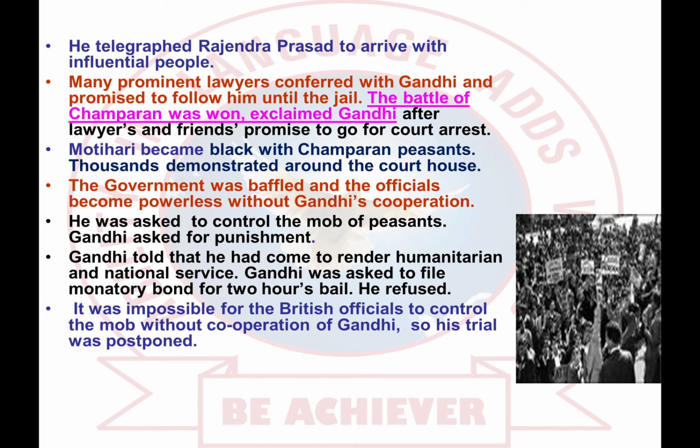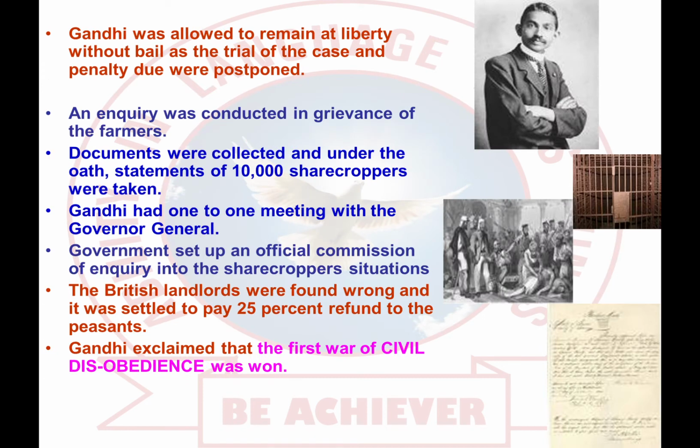The government was baffled and the officials became powerless without Gandhi's cooperation. He asked Gandhi to control the mob of peasants. Gandhi asked for punishment. Gandhi told that he had come to render humanitarian and national service. Gandhi was asked to file a monetary bond for bail. He refused. It was impossible for the British officials to control the mob without the cooperation of Gandhi. So his trial was postponed. Gandhi was allowed to remain at liberty without bail as the trial of the case and penalty due were postponed.